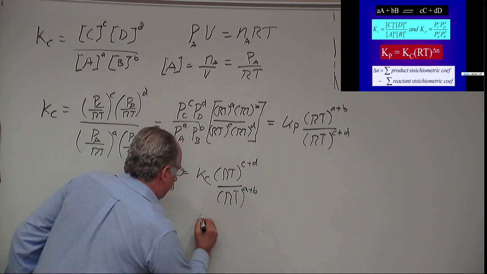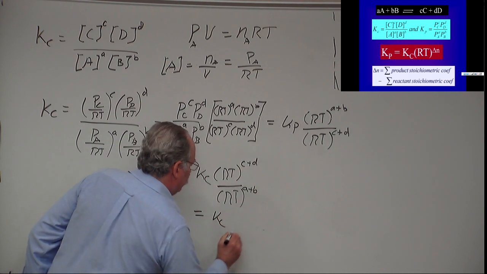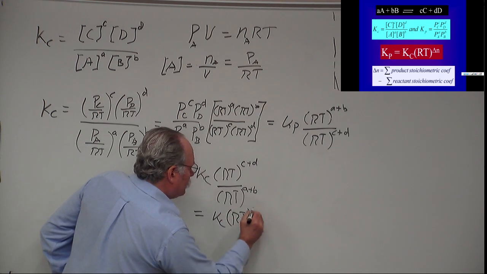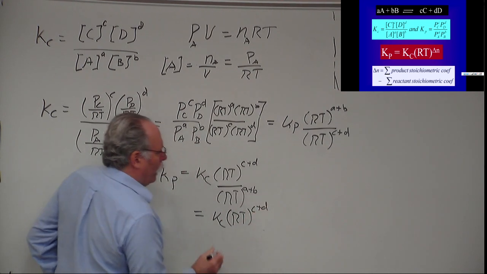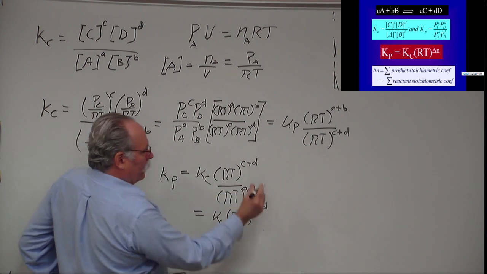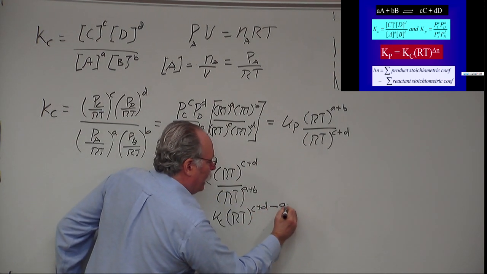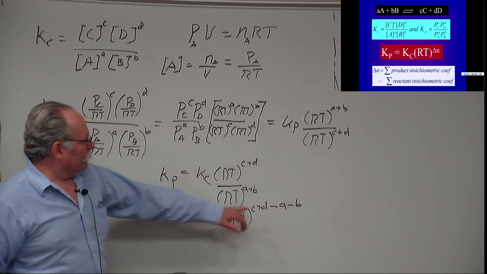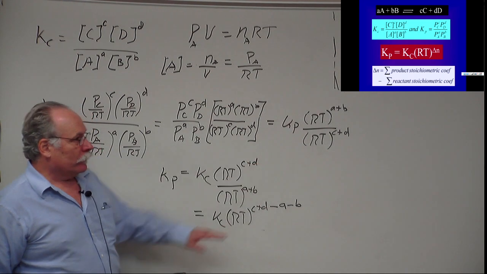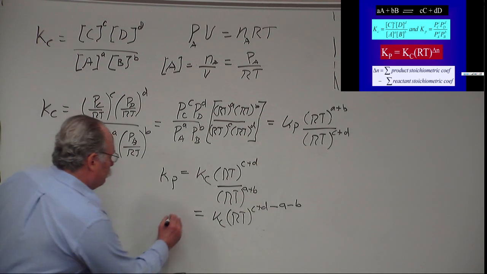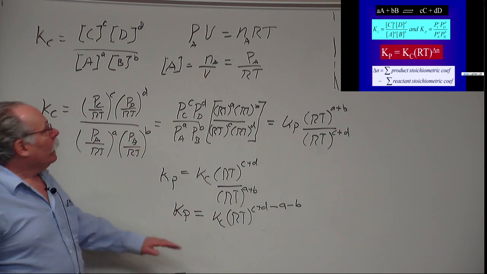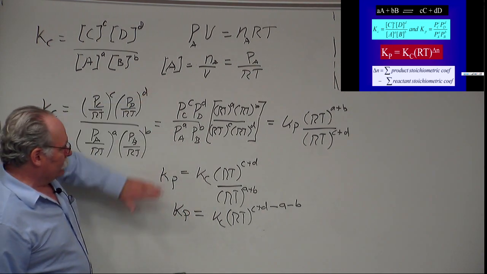And now this becomes equal to Kc times RT to the c plus d, adding the coefficients of the products, minus a minus b, subtracting the coefficients of the reactants because I brought them up, okay? And this would equal Kp. So hopefully this is clear, and you can simply substitute these in.